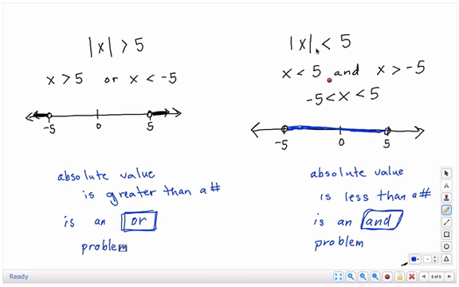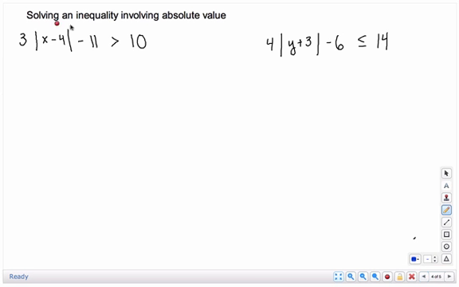Okay, so let's go look at a problem that you're going to get in ALEX for solving an inequality involving absolute value. So here's two examples. One of them is a greater than, and one of them is less than, or less than or equal to in this case. So let's look at this first example.